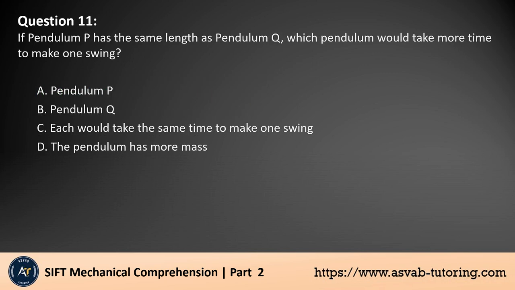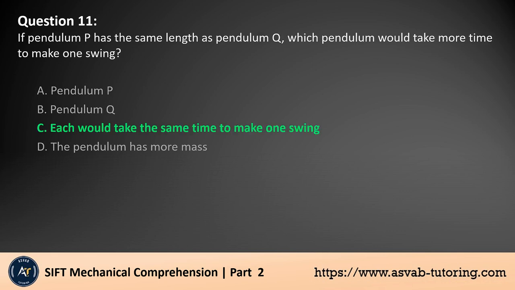Question 11. If pendulum P has the same length as pendulum Q, which pendulum would take more time to make one swing? A. Pendulum P. B. Pendulum Q. C. Each would take the same time to make one swing. D. The pendulum has more mass.